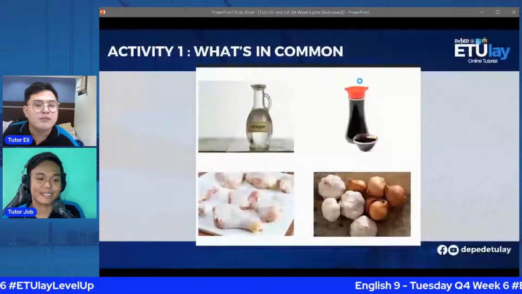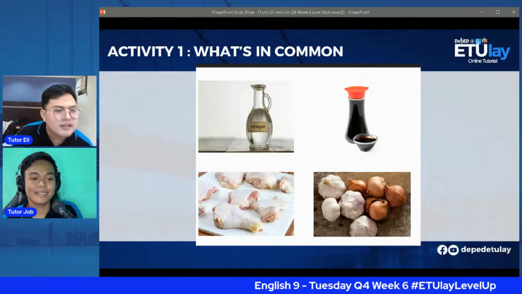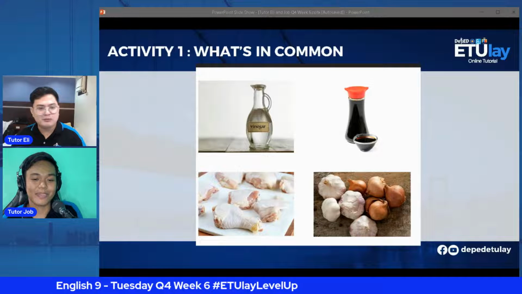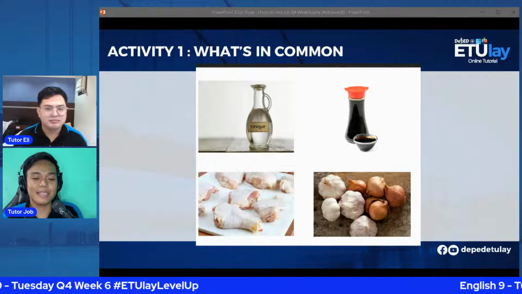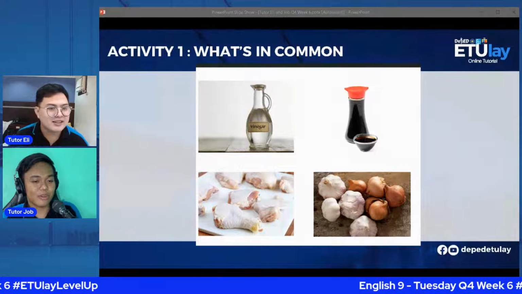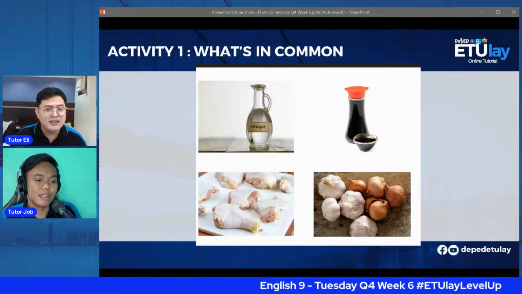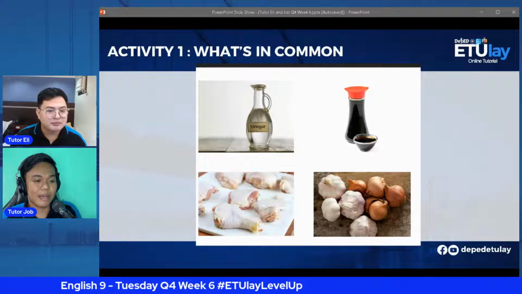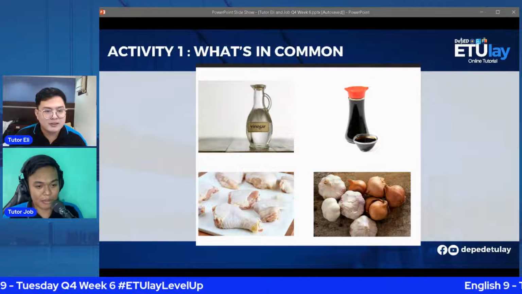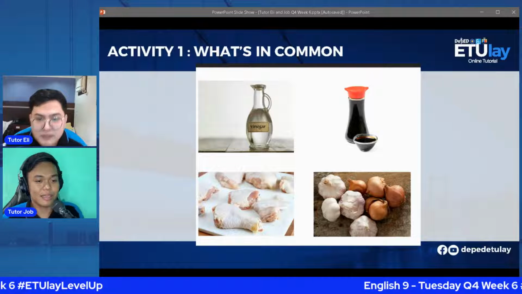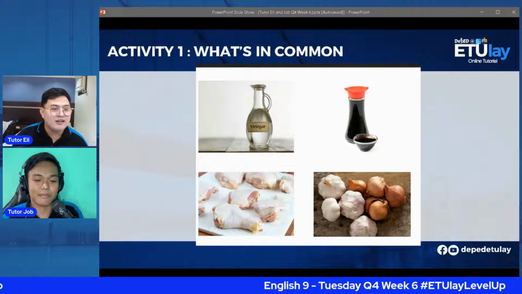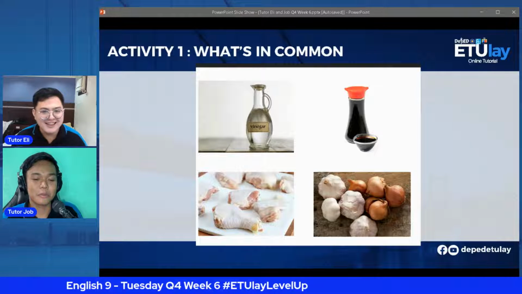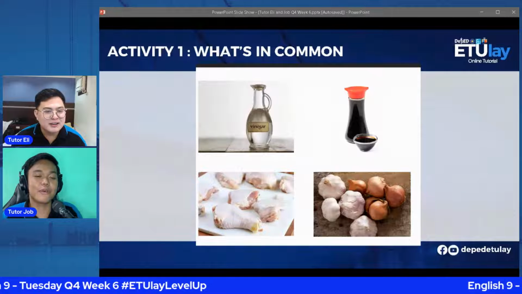Okay, so here's our first picture. What's in common in these 4 pictures? Ano kaya, Tutor Joe? Tingnan nga natin kung anong makikita nila dito. So the first picture is a picture of a vinegar. Tapos katabi niya, soy sauce yan. Yan sa baba, chicken. Yung nasa lower right, bawang at sibuyas, it's garlic and onion. Ano kaya? What's common here? What can you bring out of these 4 pictures?